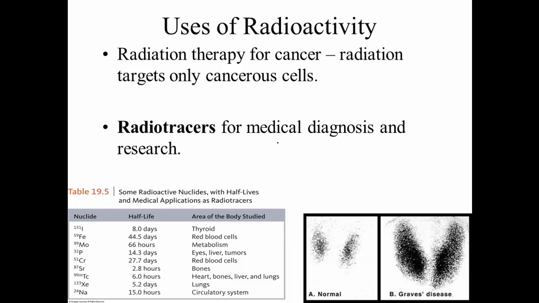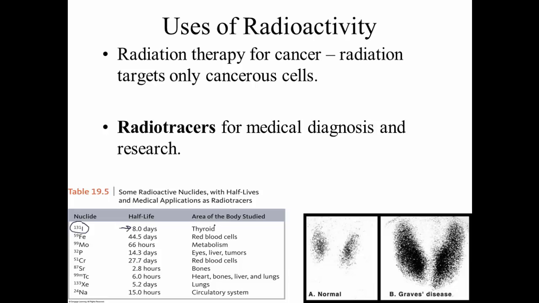Radio tracers. Sometimes a doctor might have you ingest or inject some sort of radioactive isotope that is absorbed by a certain part of your body, and it can help them get images to study your insides. One example of that is the nuclide iodine 131, which again is radioactive. Now, notice it only has a short half-life. After 8 days, half of it's gone.